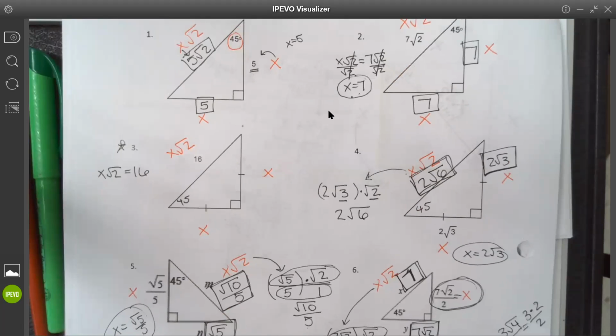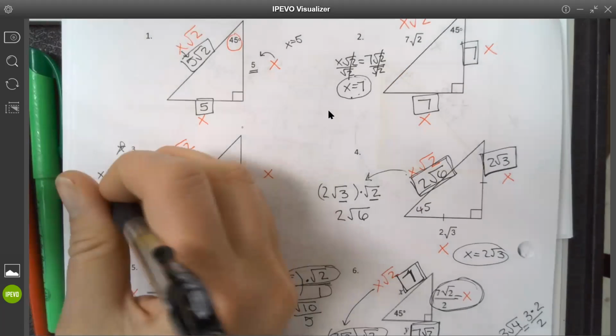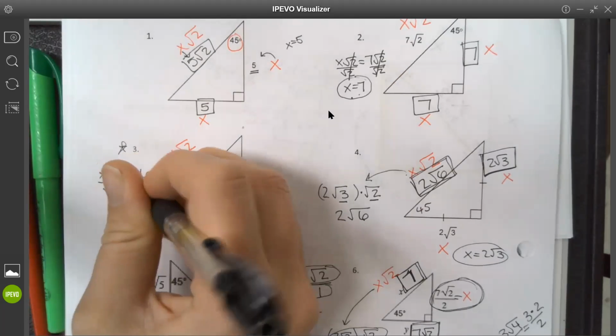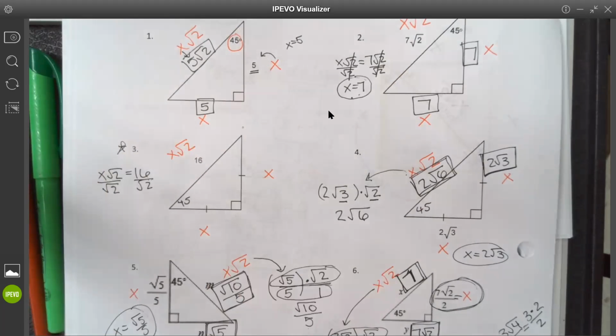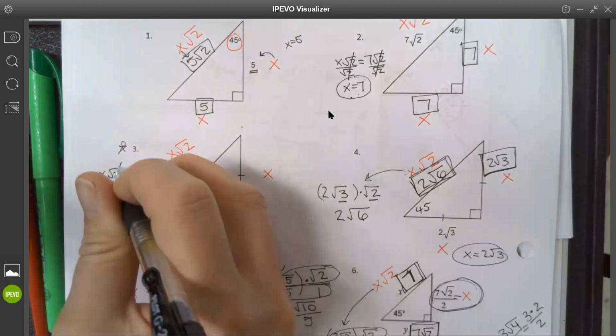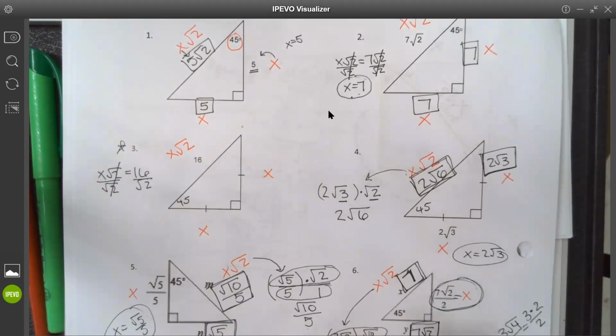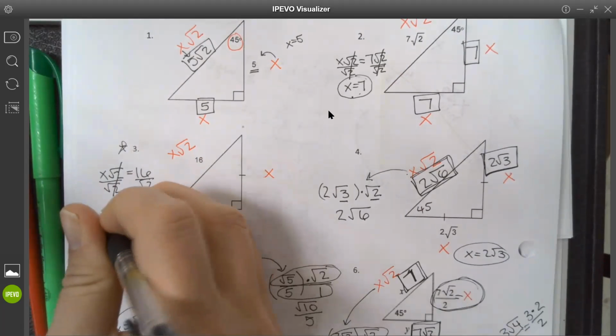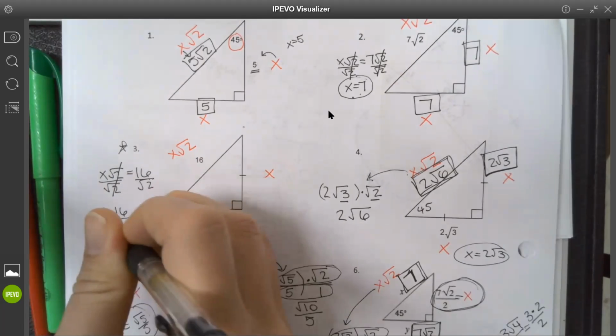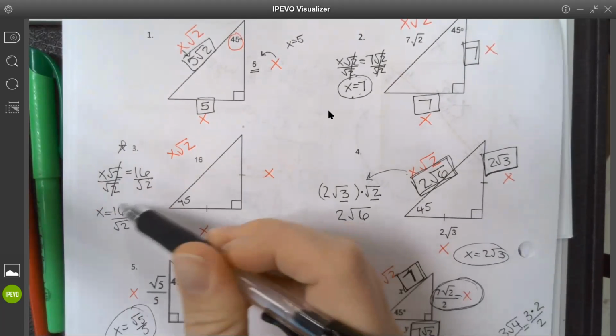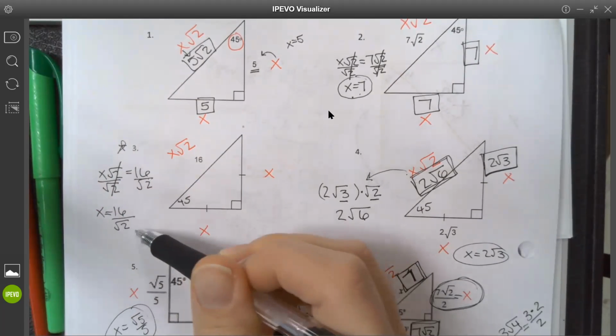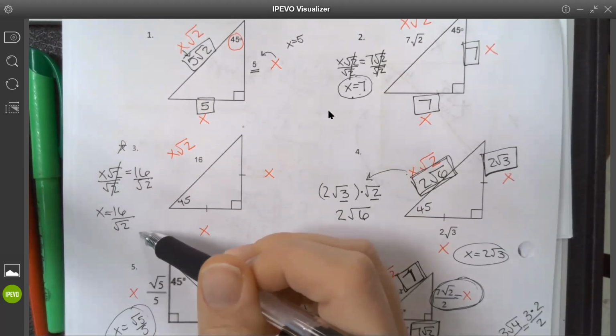I need to solve for x, which means I need to divide by rad 2. When we did that on number 2, it was easy because the rad 2's just canceled on both sides. But here, it's not quite so easy, and this is why we started with radicals review this unit. So I get x equals 16 over rad 2. This is improper. We never leave a radical in the denominator of a fraction.